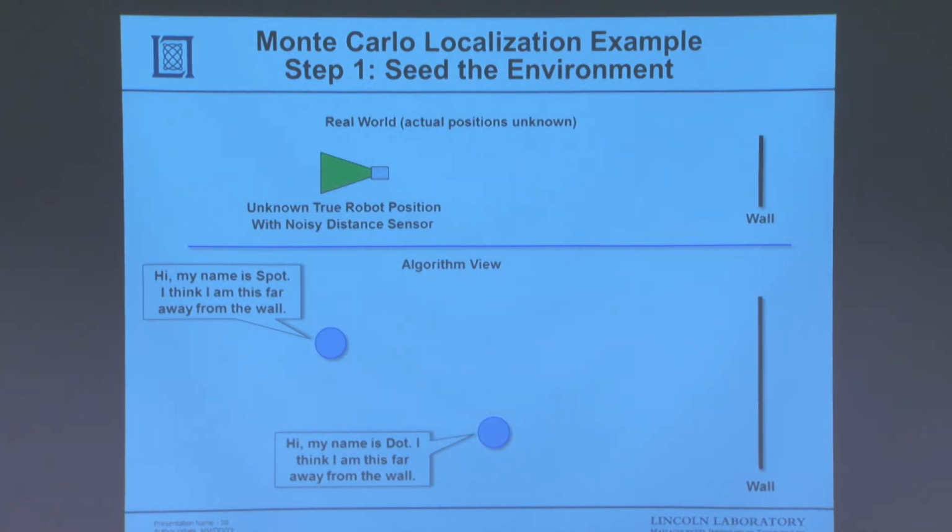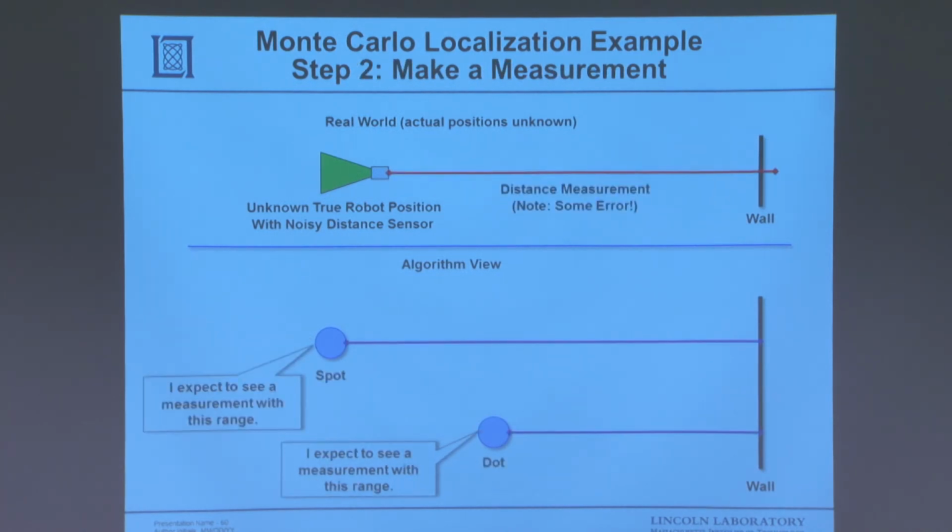So here we have 2 particles. One is named spot and one is named dot. We've seeded our environment with our particles, so we just took initial guesses of where they might be in the environment. We just threw them onto the environment, didn't really care where they went, as long as they were fairly evenly distributed. So we've now seeded the environment, in this case with only 2 particles. Normally, you would seed it with thousands.